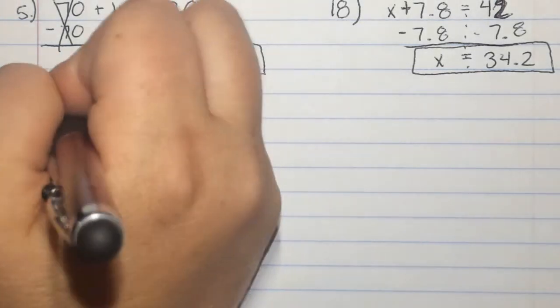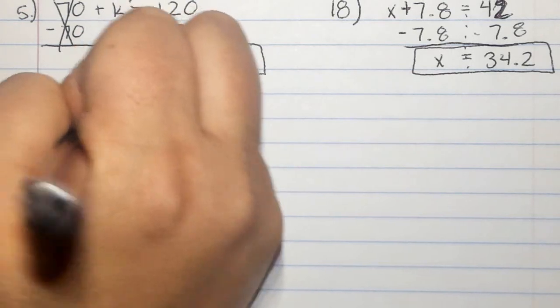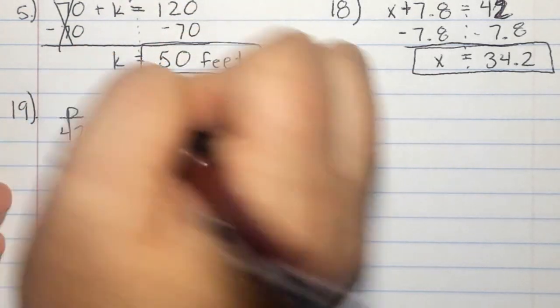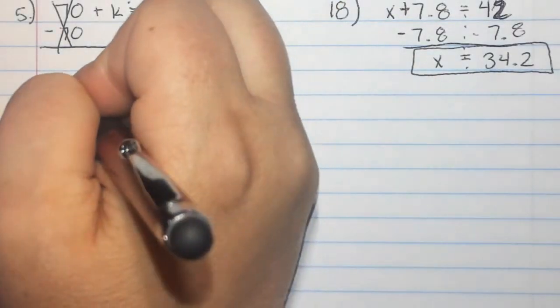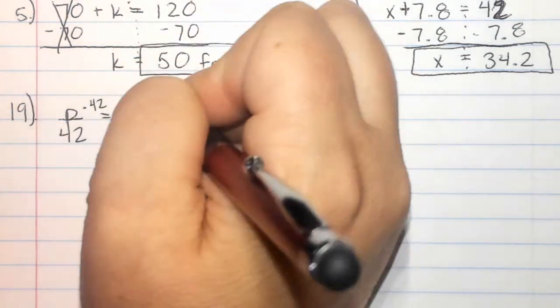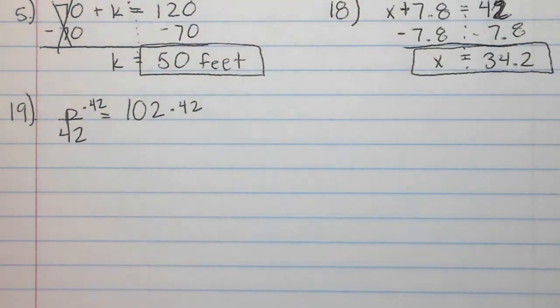Number 19 is going to be P over 42 equals 102. And on the worksheet, it had that slash. Y'all know I hate the slash, so we're going to do that straight bar in our work. Because now, what operation is this? Division. It's definitely more clearly division this way. What's the opposite of dividing? Multiplying. So I'm going to multiply both sides by 42.